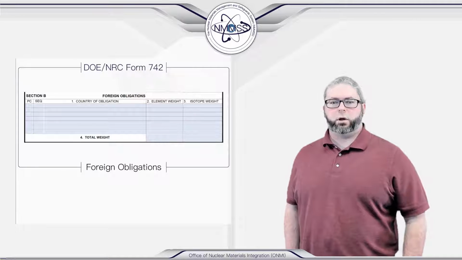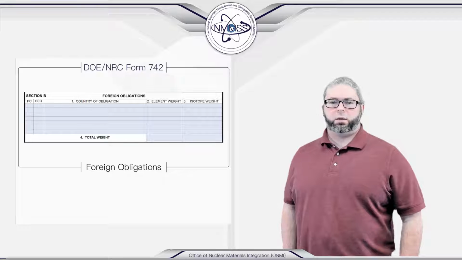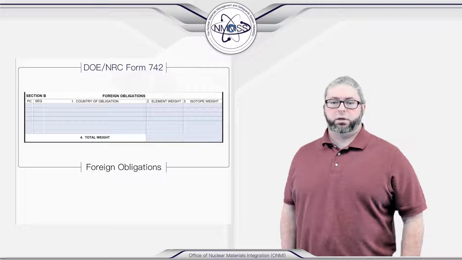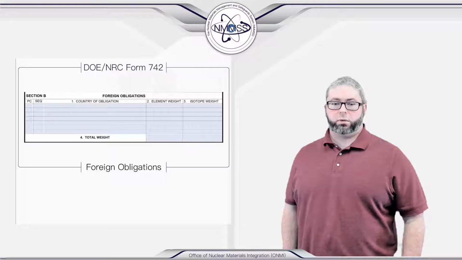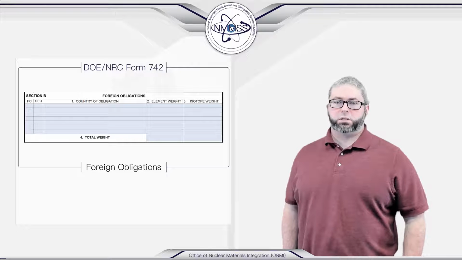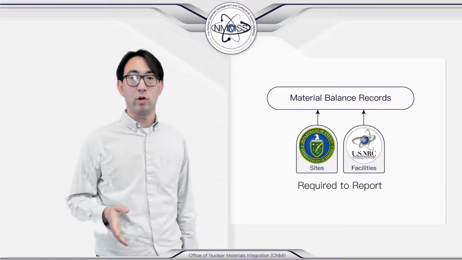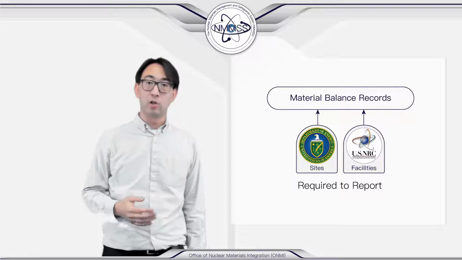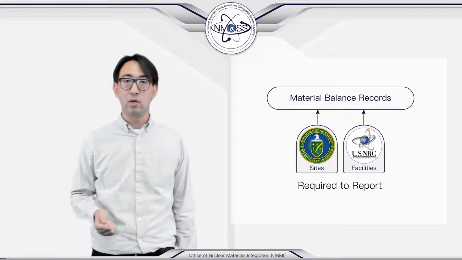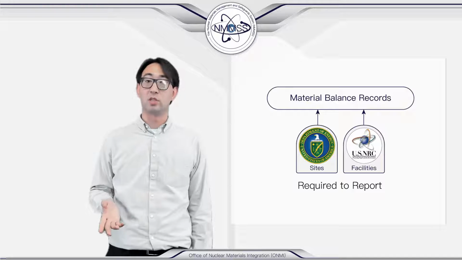Brandon, good point regarding the foreign obligations. Foreign obligations are categorized in the material balance records by material type and foreign obligated country. Each of these foreign obligations are reconciled with a foreign obligation transaction activity reported during the reporting period. Foreign obligation verification is an important part of NMMS reconciliation. To summarize, these material balance records are required to be reported by NRC licensees and DOE sites either by reporting material balance records or by NMMS deriving the material balance records from transaction activity.